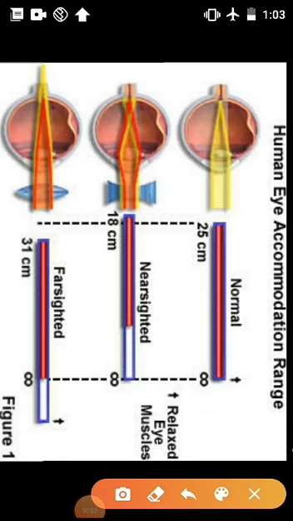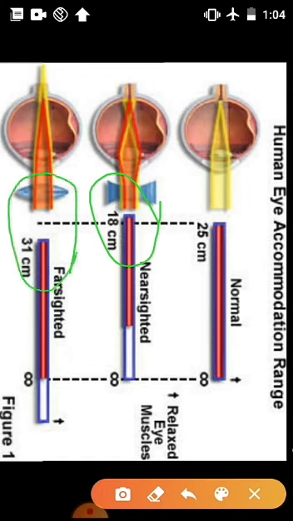Look at this picture: the human eye accommodation range in a normal eye, the near point and far point of the eye. If the object is placed at 25 centimeter, we can see the object clearly. If the object is placed below 25 centimeter, that is the near point of the eye. If the object is placed above 25 centimeter, that is the far point of the eye.